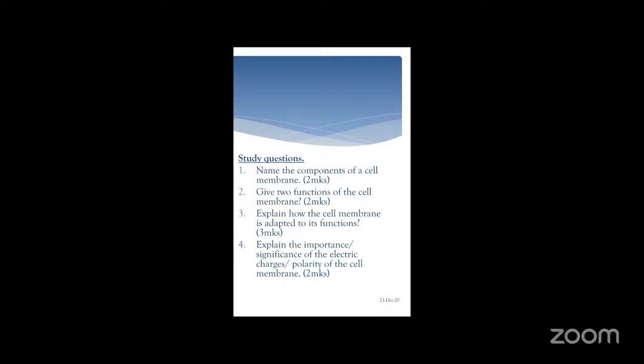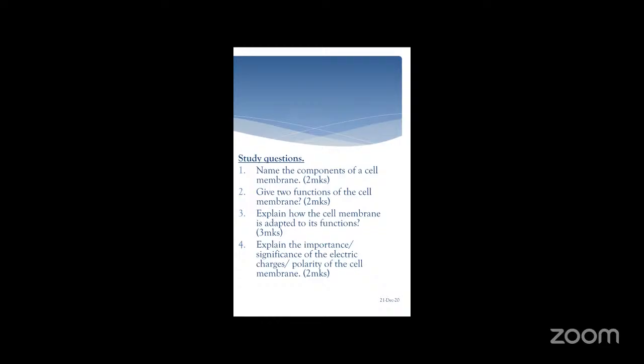I can say they are selectively permeable. Yeah, very good. That's a very good answer. A cell membrane is adapted to its function. How? By being selectively permeable. It allows materials that are able to pass through, and others which are large will not pass through.